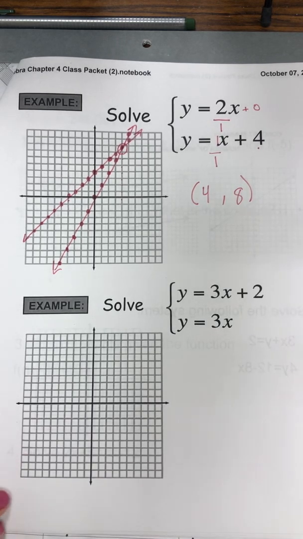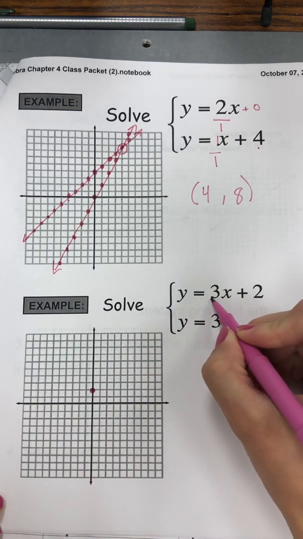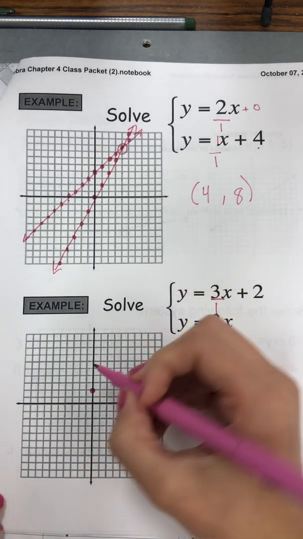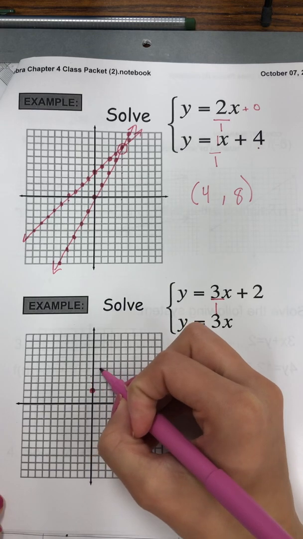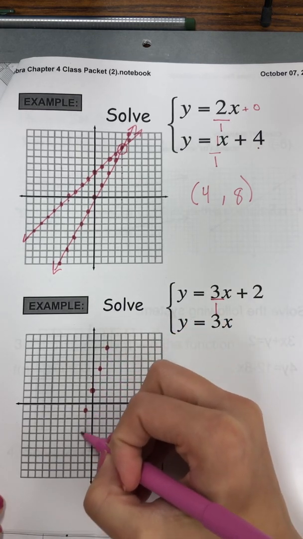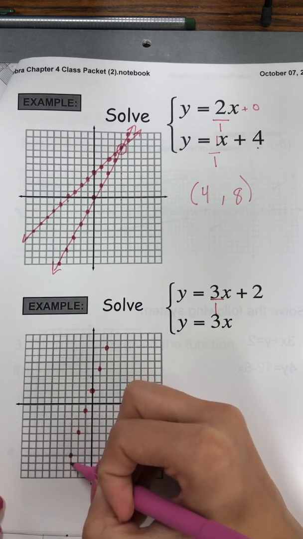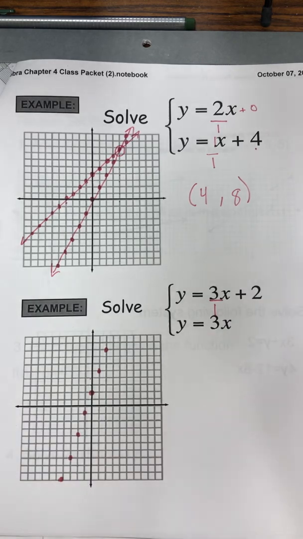Okay, let's do the next one. So they're both in y equals mx plus b. The top one is y equals 3x plus 2, so my starting point's at 2 on the y-axis. My slope is positive 3 over 1, so up 3 to the right 1. So down 3 to the left 1 if I want to go backwards. And you want to plot as many points as possible because you don't know where on this line they're going to cross.